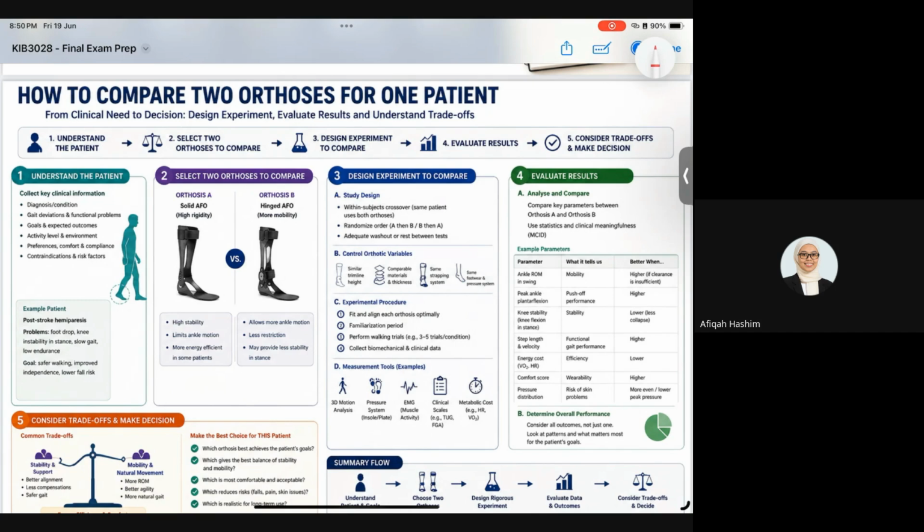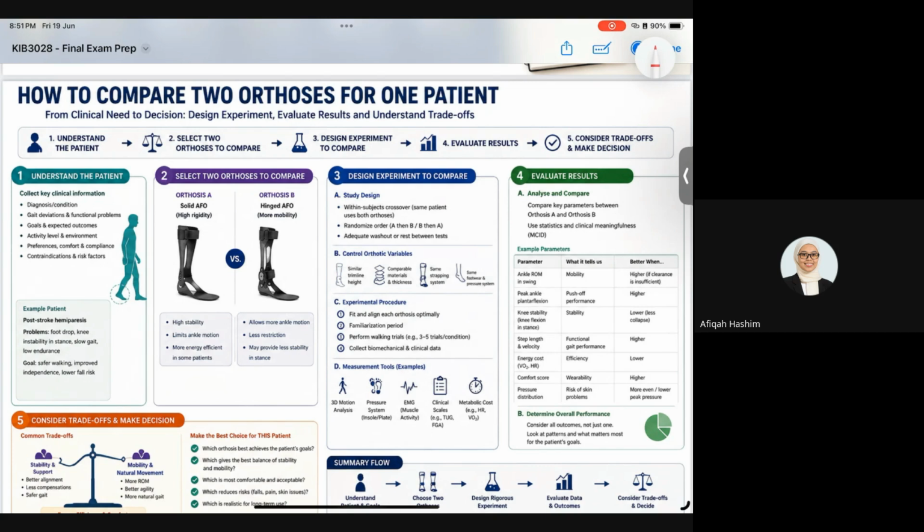Okay, your job is to explain these differences using biomechanics. And then the next part is designing an experiment. Okay, may also come out in your exam. You need to design an experiment. So think like a researcher if you want to compare these two orthoses fairly, for example. So both orthosis A and B, they should be tested under the same condition.